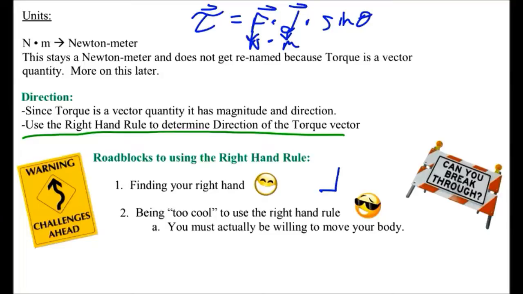So find the right hand, and then the next one is that sometimes you're too cool to use the right-hand rule. You're going to look weird when you use this. You're going to have to move your hand all around and twist your arm in weird directions. A lot of times you don't like looking weird in front of other people, so you just decide to get the question wrong because you're not willing to use the right-hand rule. You're going to have to get over that. Everybody's going to be doing it, so you've got to do it too, and nobody will look weird. You're going to look weird if you're not doing it. So be willing to move around so that you can get your question correct.